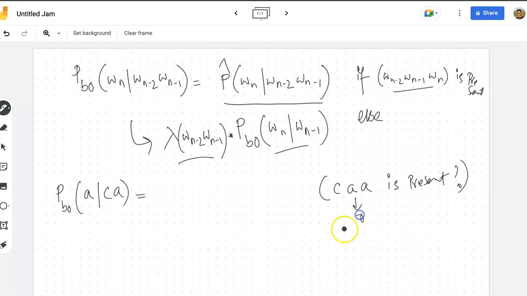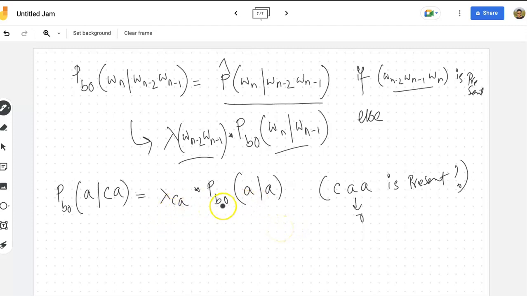So the count of CA is 0. So we will not go for the first one. So we will go for the next one. So then what will be the thing? It will be lambda of CA into probability backoff of A. Okay.